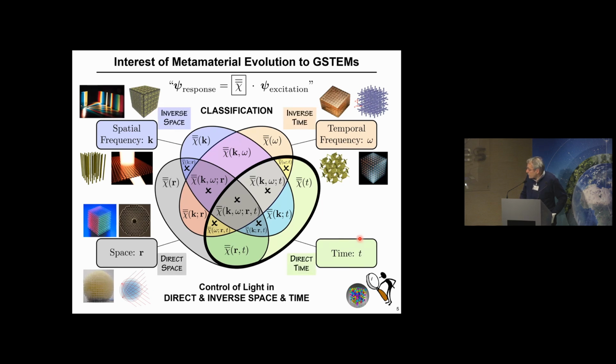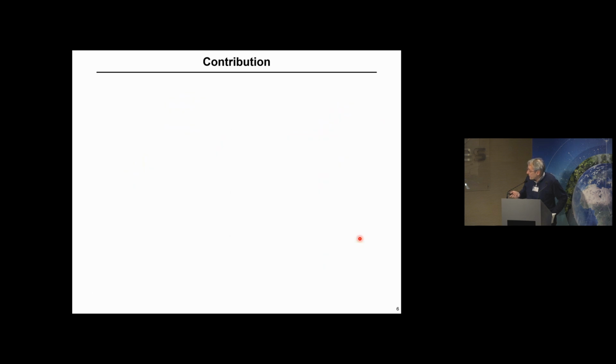And this allows you to control waves both in the direct domain and in the inverse Fourier domain at the same time. And of course, we are mostly interested in having both space and time variations. They provide more opportunities than having only the time knob for the manipulations.